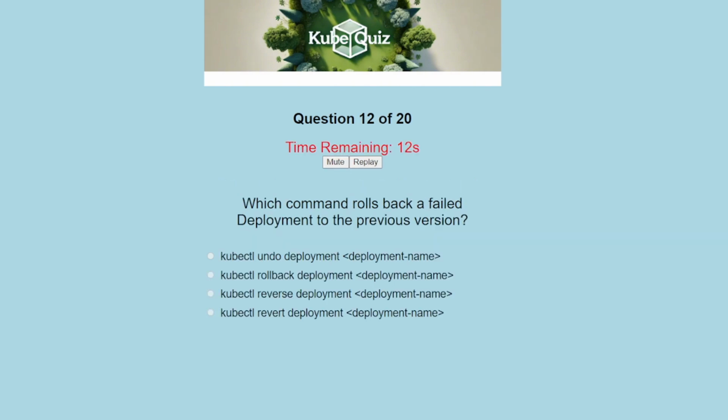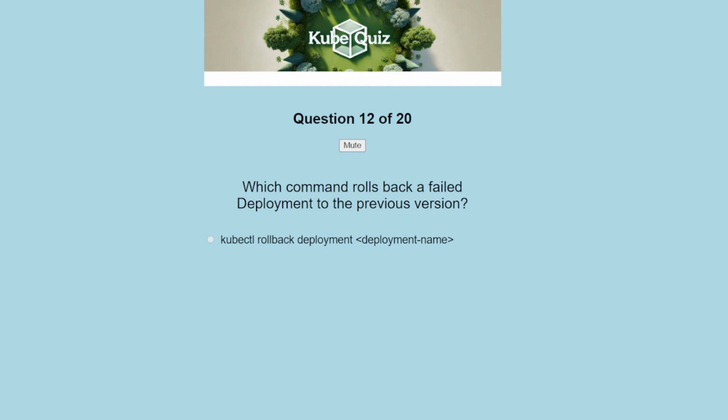Which command rolls back a failed deployment to the previous version? kubectl undo deployment <deployment-name>. kubectl rollback deployment <deployment-name>. kubectl reverse deployment <deployment-name>. The correct answer is, kubectl rollback deployment <deployment-name>.